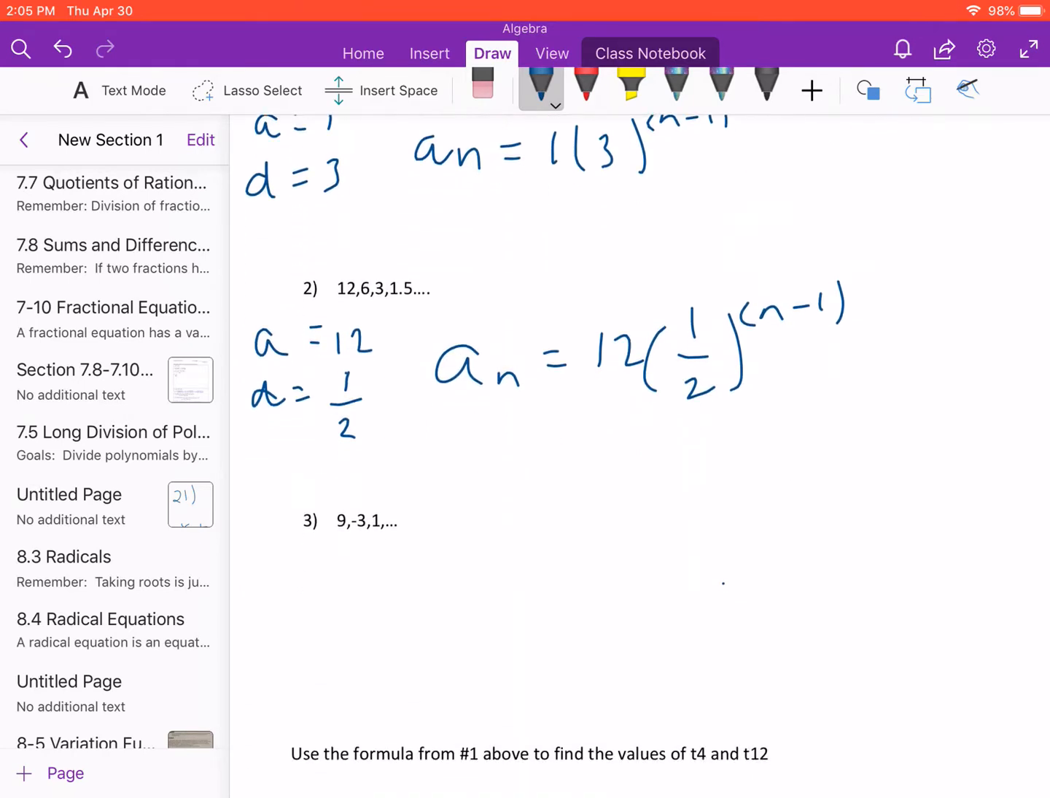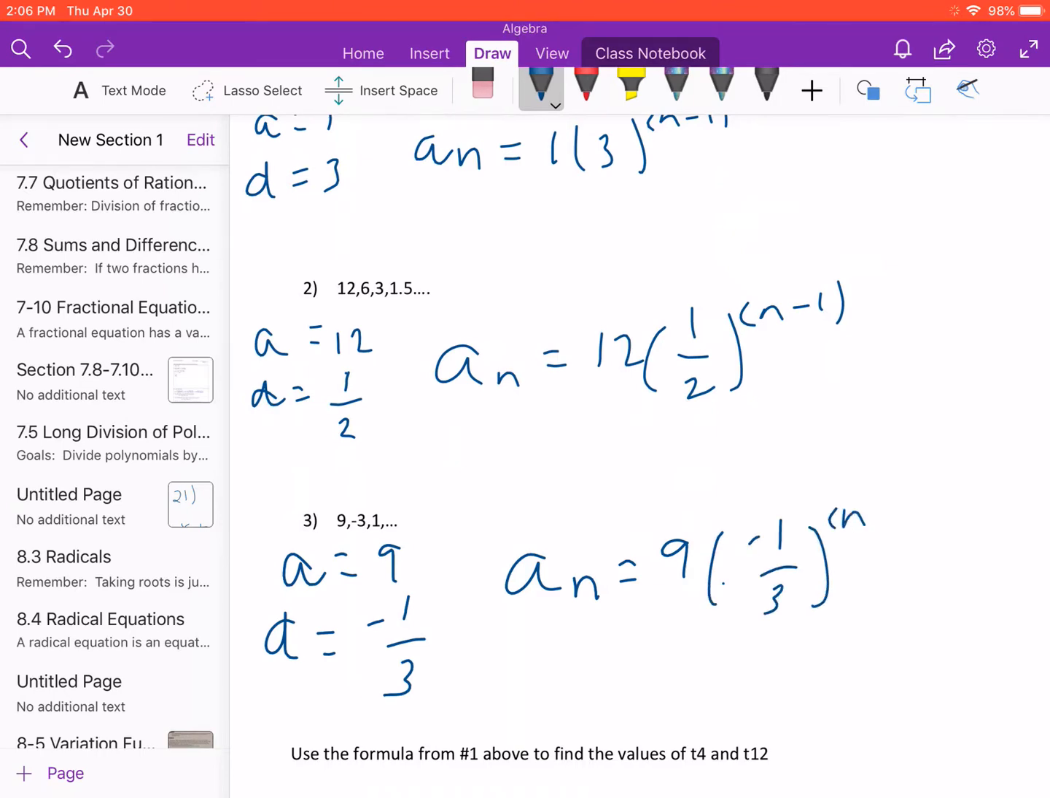And the last one of these, a 9, a -3, and a 1. So, our beginning value, our A is 9. And again, we have a ratio, only this time it's a negative. See that negative on that 3? So this ratio, R is equal to -1/3. And if we plug these into our equation, we have A sub n equals 9 times -1/3, all raised to the n minus 1.